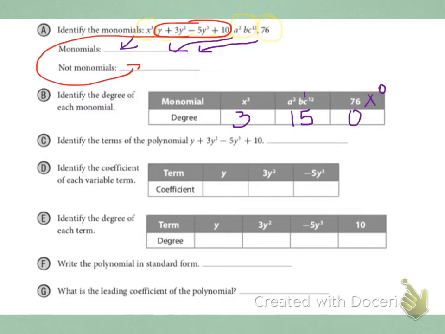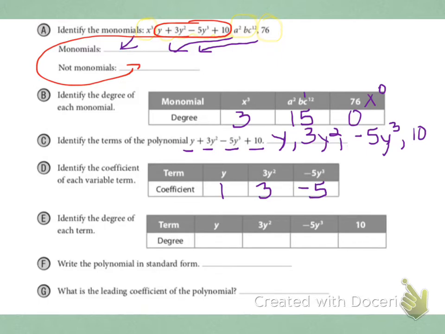Now when we say the terms of a polynomial, we mean each individual thing. Each one of these separate things is a term. So y is a term, 3y squared is a term, negative 5y cubed is a term, and then 10 is a term. Those are all separate terms of that polynomial. We know that coefficients are just the numbers that are out in front. So the coefficient of a term that was just y would be 1. For 3y squared the coefficient would be 3, and on negative 5y cubed, the coefficient would be negative 5.